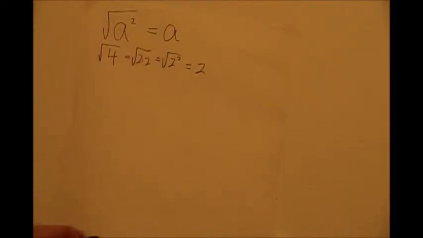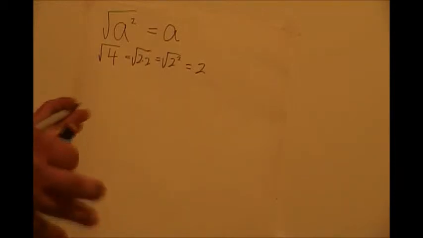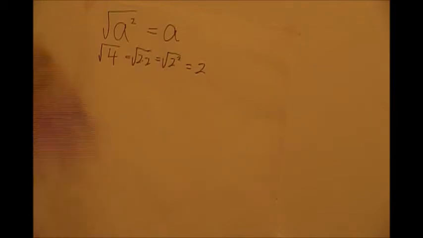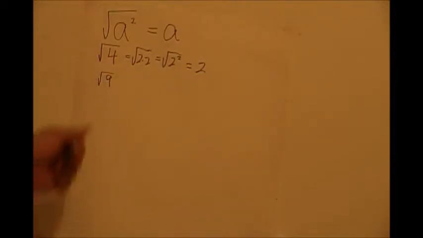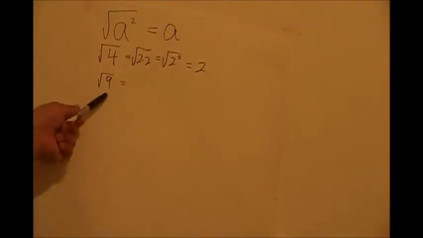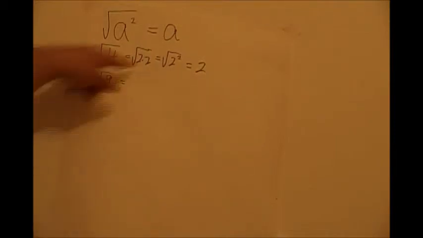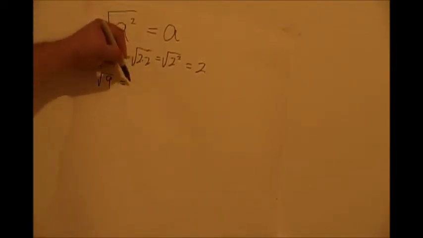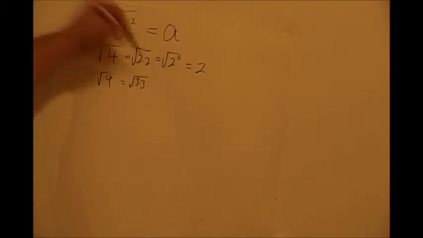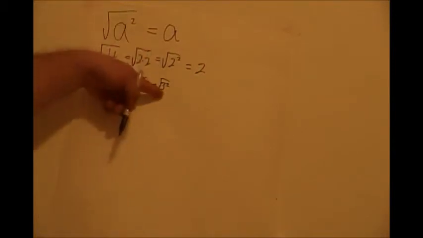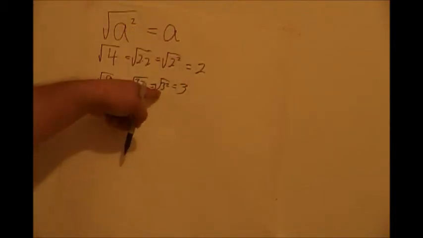Alright, let's try another number. I'm going to do numbers that have perfect squares, and it's good to memorize the perfect squares. So, square root of 4. Let's see. How about square root of 9? Well, what times what equals 9? 3 times 3, right? Notice we're just going in order. So it's going to be 3 times 3, which is the square root of 3 squared. So the square root of 3 squared is just going to be 3, right?